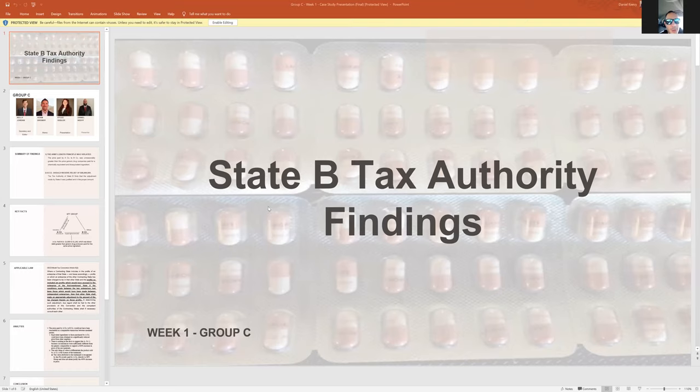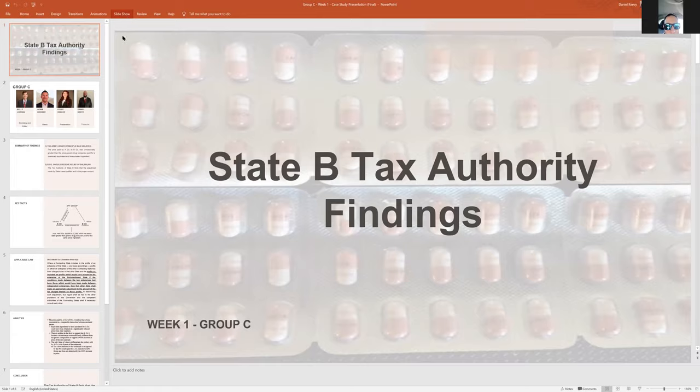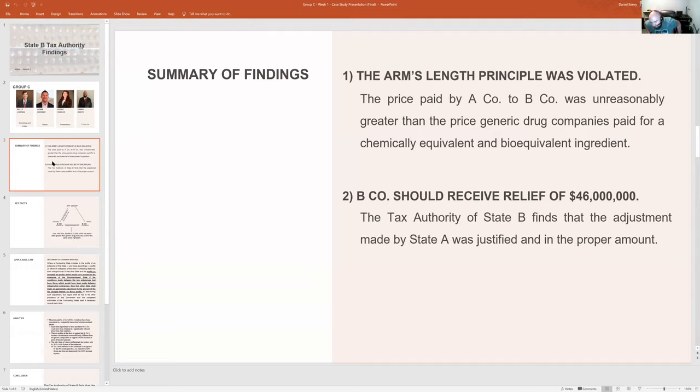Depending on the position of State B, it may mean that State B may make an adjustment or not to the tax base if they agree that the adjustment of State A is correct. Well, without spoiling it for everyone, I will give us a presentation of B nation state.